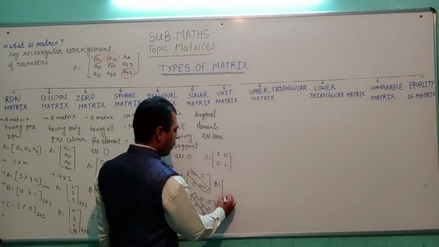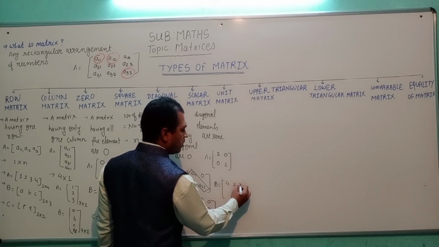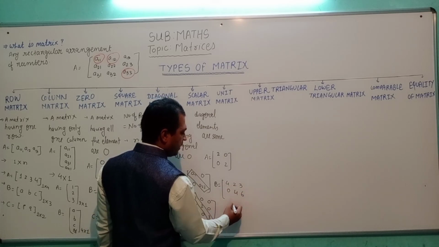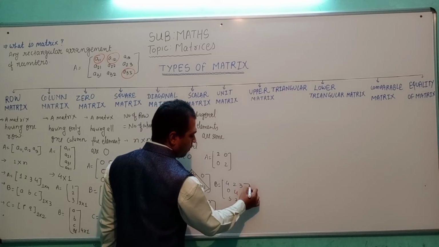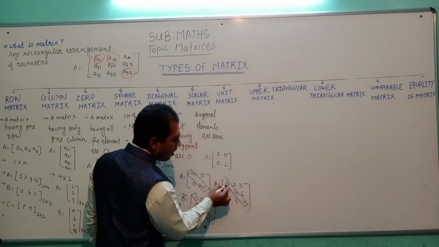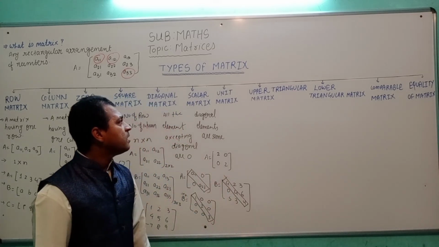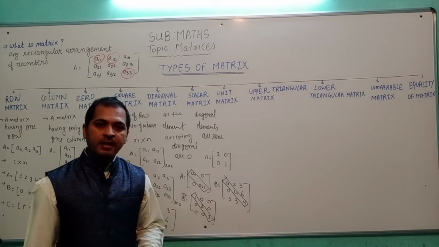B: 4 2 3, 0 4 6, 5 3 4. Here you can see that in the diagonal, all the elements are the same. So this matrix is what? A scalar matrix. Next is the unit matrix.